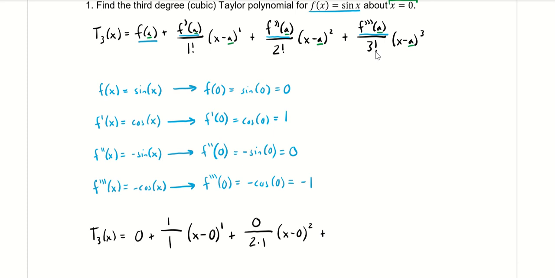Plus, now this is looking a little bit better. Here's my third derivative over 3 factorial. My third derivative is negative 1. So 3 factorial is 3 times 2 times 1, all times x minus 0 cubed. Sorry about the mistake. Hopefully that cleared that up when I redid that.